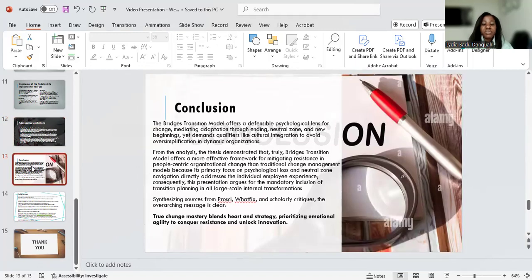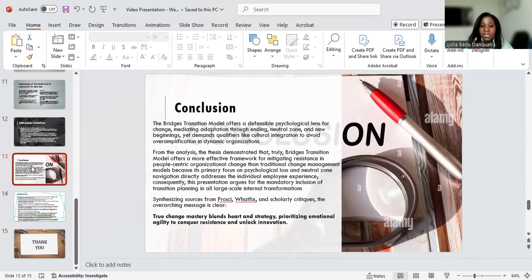So in conclusion, the Bridges transition model offers a defensible psychological lens for change, mediating adaptation through ending, neutral zone, and new beginnings, yet also demands qualifiers like cultural integration to avoid oversimplification in dynamic organizations. From the analysis, the thesis statement has been demonstrated: the Bridges transition model offers a more effective framework for mitigating resistance in people-centric organizational change than traditional change management models, because its primary focus is on psychological loss and neutral zone navigation, which directly addresses the individual employee experience.